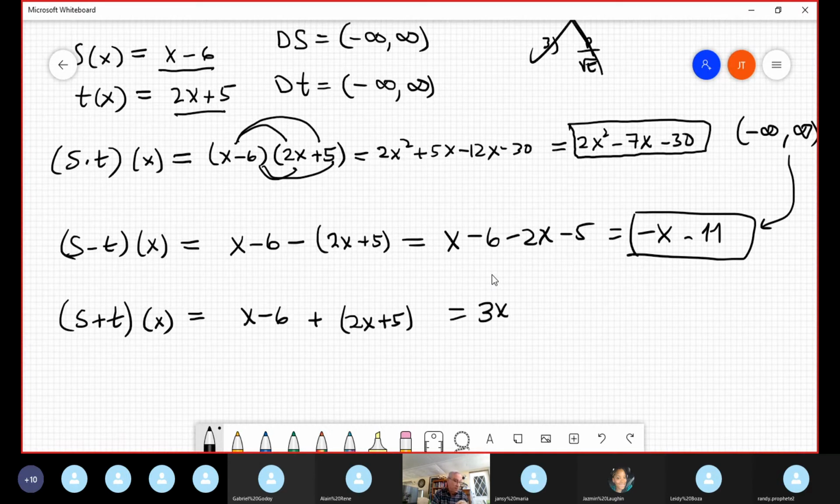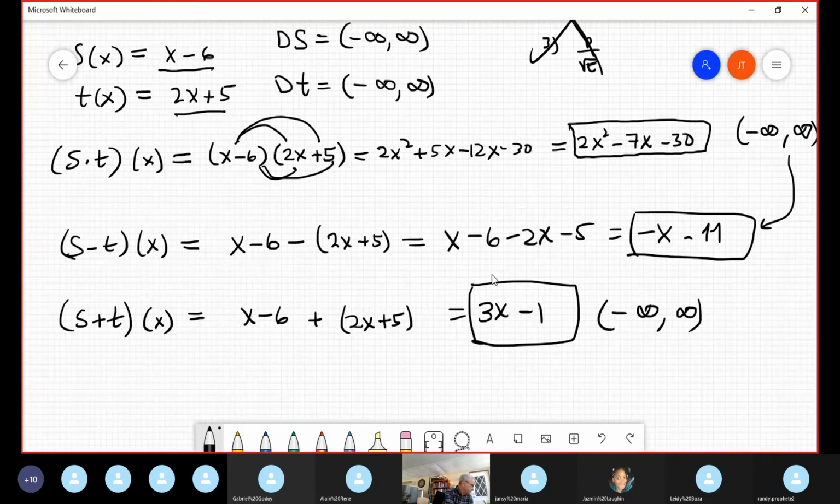So it's 3x minus 1, because negative 6 and positive 5. And the domain again is all real. Any questions, guys? Super easy.